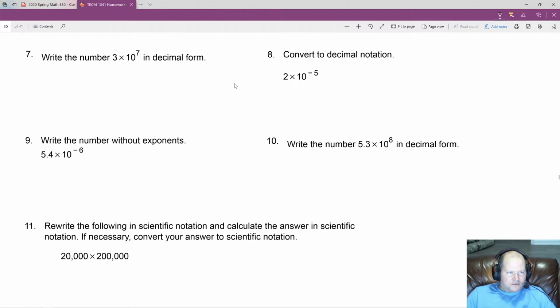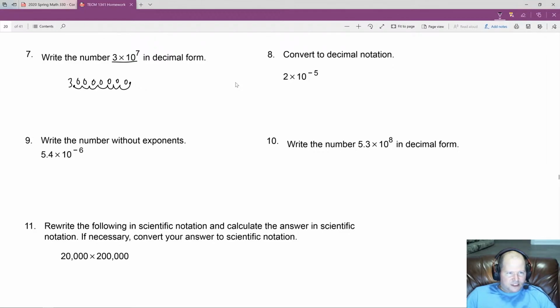Next, we want to be able to convert from scientific notation into regular decimal form. So we start with 3 times 10 to the 7th power. Because this is a positive exponent, we want the 3 to become bigger, and we do that by moving the decimal over to the right. We move it 1, 2, 3, 4, 5, 6, 7 places, and we fill in all those spaces with zeros.